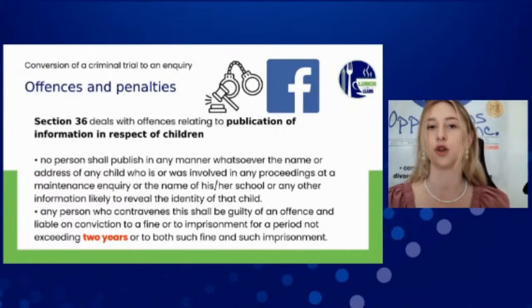So if you, for example, post on Facebook the name of the child and their address, a child involved in a maintenance proceeding, if you post the name of the child, the school they go to, where they live, you will be liable of this Section 36 offence, and liable on conviction to a fine or imprisonment not exceeding 2 years, or both a fine and imprisonment, because you have now revealed the identity of the child in terms of the maintenance proceedings. This is not allowed.